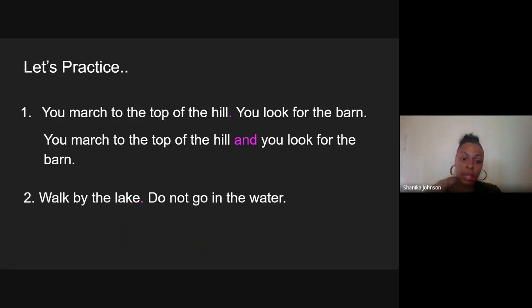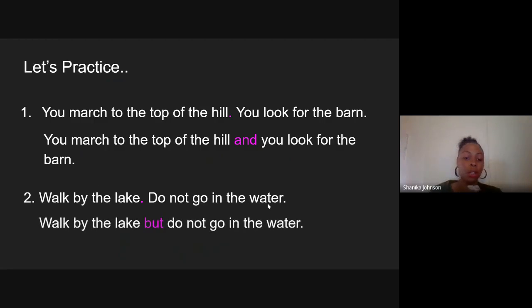Number 2, my 2 sentences are walk by the lake, do not go in the water. I could use the joining word but to make this 1 sentence. Ready? Walk by the lake, but do not go in the water. I'm showing that they're different, right? You can walk by the lake, but you cannot go in the water.